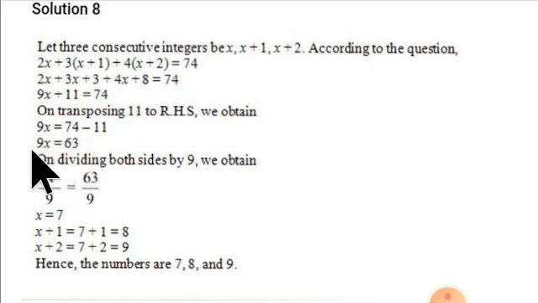x is multiplied by 9, so we will divide by 9 both the sides. So 9x upon 9 is equal to 63 upon 9. So x is equal to 7. Now the second number will be x plus 1 is equal to 7 plus 1, that is 8. The third number is x plus 2, that is 7 plus 2, that is 9. So the required numbers are 7, 8 and 9.